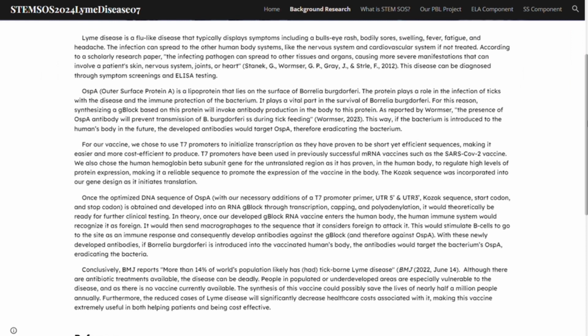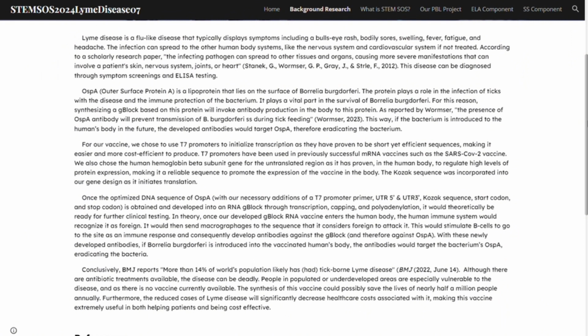When synthesizing our RNA vaccine, we chose to use a T7 promoter to initialize transcription. T7 promoters have previously been used in successful mRNA vaccines such as the SARS-CoV-2 vaccine. Furthermore, they are short yet effective, making them cost-efficient to produce on a larger scale. We also chose to use the human hemoglobin beta subunit gene for our untranslated region because it has been proven to regulate high levels of protein expression in the body, allowing our vaccine to be expressed adequately. We also used a Kozak sequence to initiate translation in our gene design. These components must be used in vaccines to ensure the targeting of the OspA and prompt the body to produce the necessary antibodies to fight it.